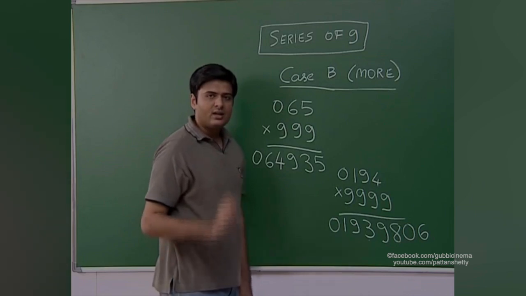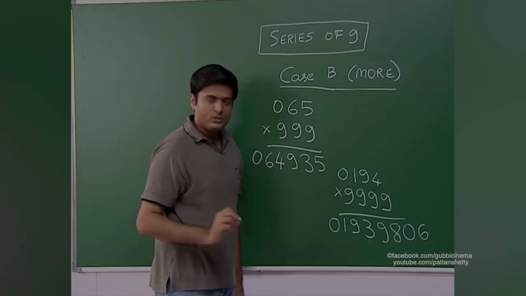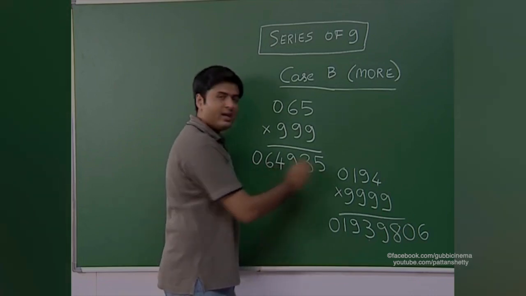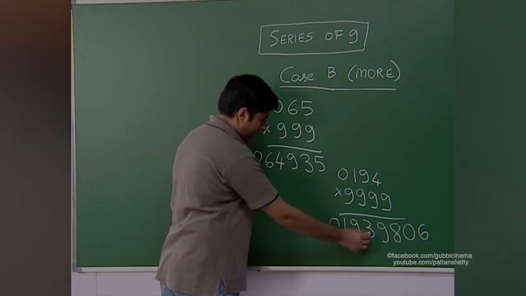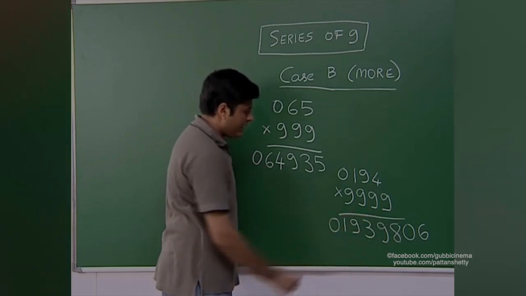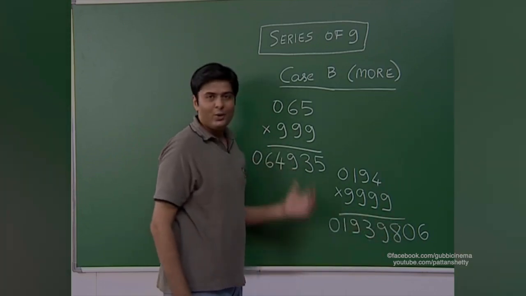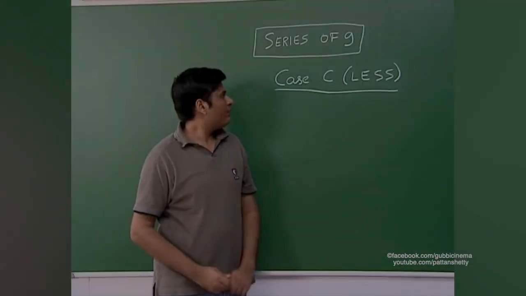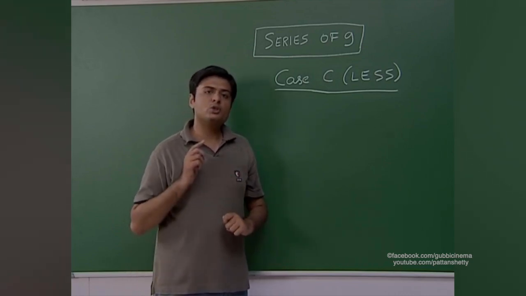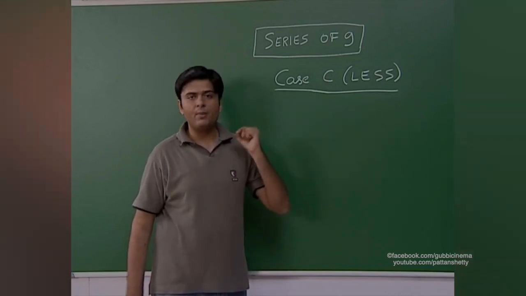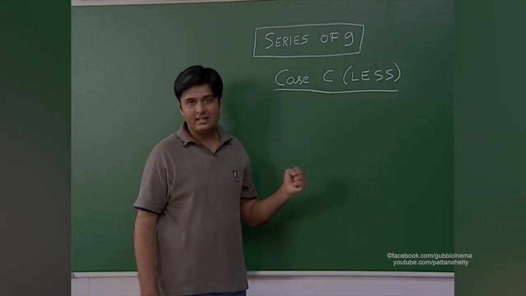So my final answer in the first case is 064935, or simply 64935, and my final answer in the second case is 01939806, or simply 1939806. So you see how quickly we got the answer. Friends, we saw case A where there were equal numbers, equal 9s. We saw case B where there were less numbers, more 9s. Now let us see case C where there are more numbers and less 9s.